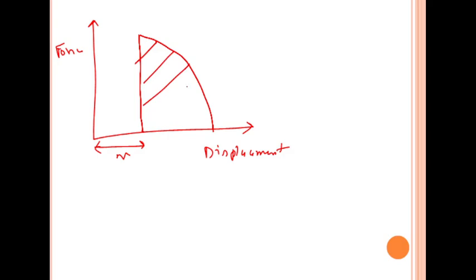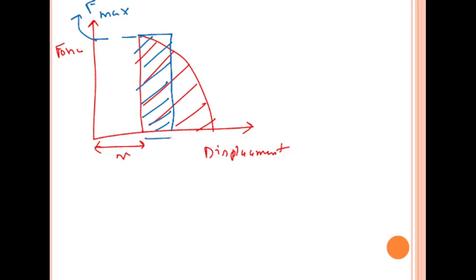So this will be the force required for the punching operation. Okay, so if we convert it in rectangular terms, what will happen? This is the maximum force, which is F max, and this much is the penetration, let's say PT, and this area and this area both are equal.